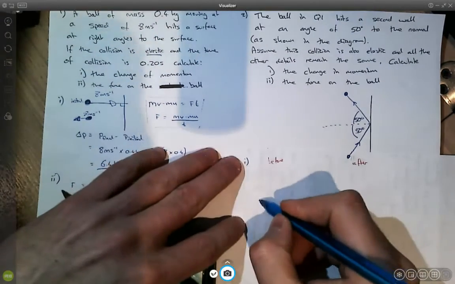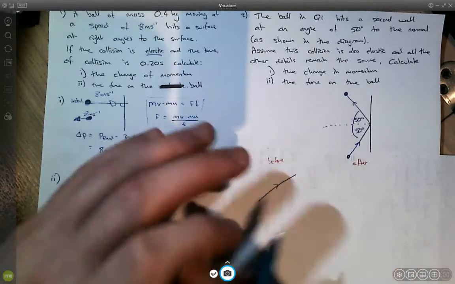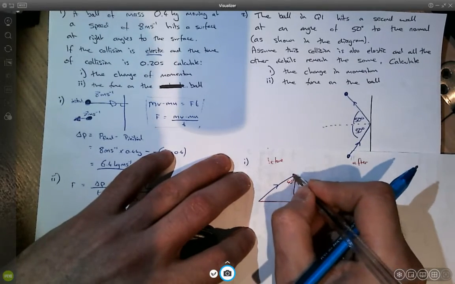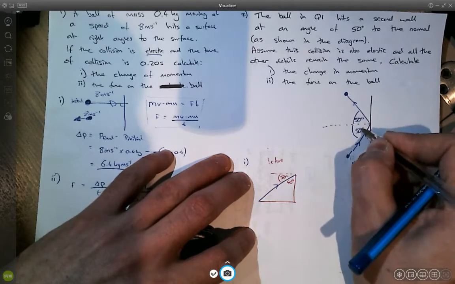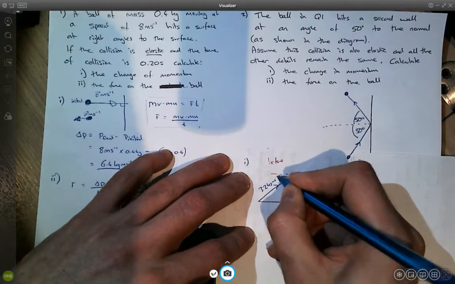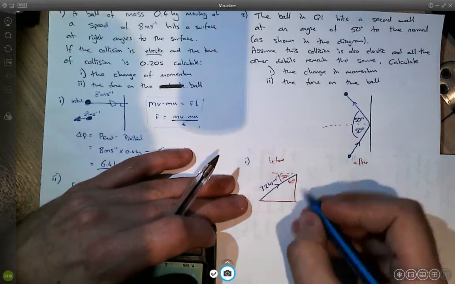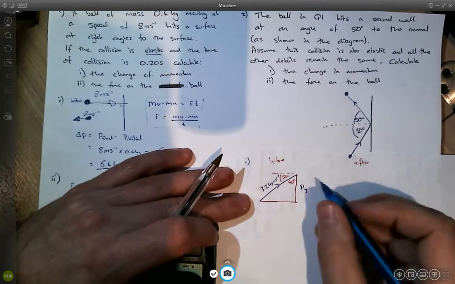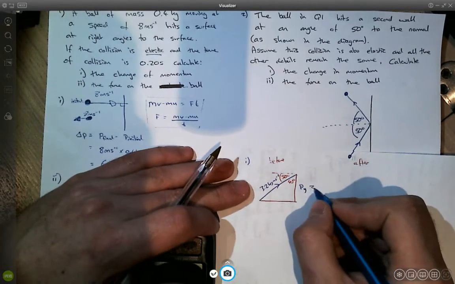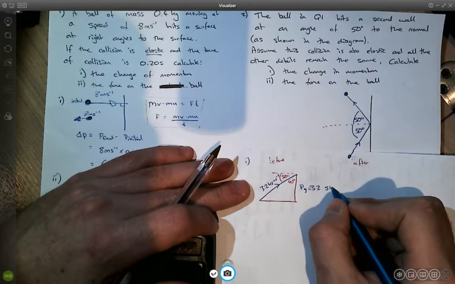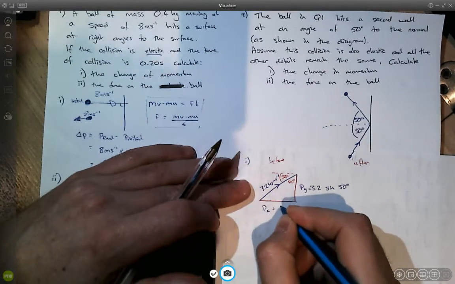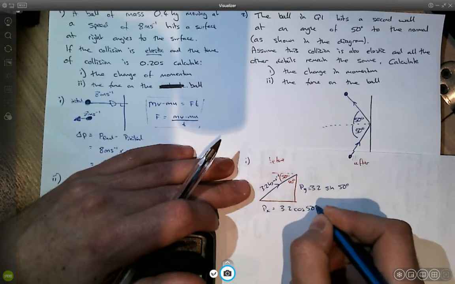If we look at it before, we have this situation where we need to work out the x and the y component. This angle here is 40 degrees because this angle here is 50 degrees, which is this angle here between the normal. So we know that the momentum is 3.2 kilogram meters per second. So what is the y component? I'm going to use 50 and you'll see why in a minute, but you could equally do the calculations with 40 degrees. So the y direction is going to be 3.2 sine 50 degrees, and the x direction is going to be 3.2 cos 50 degrees.